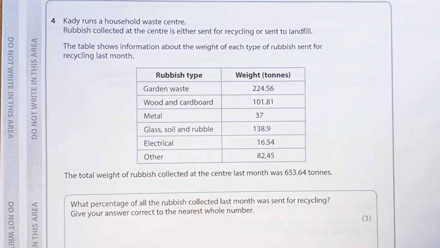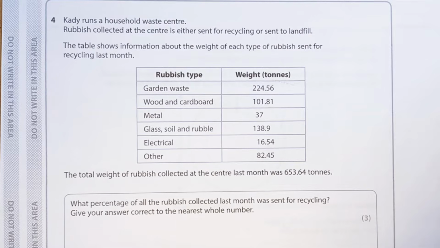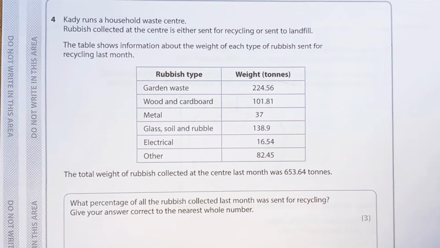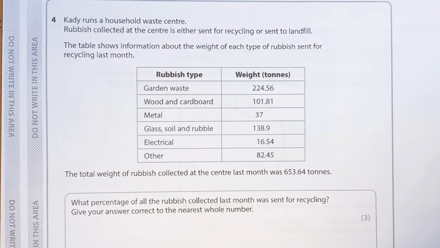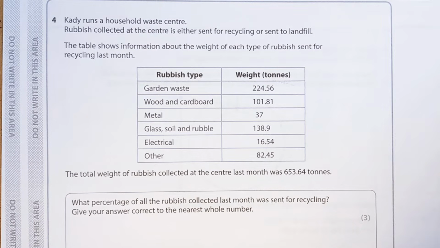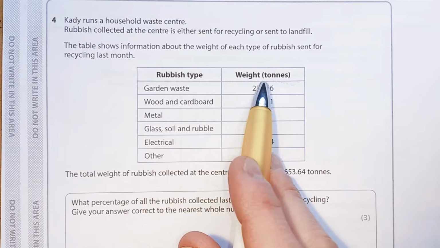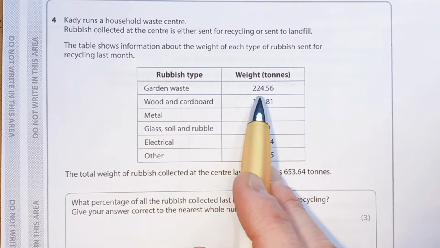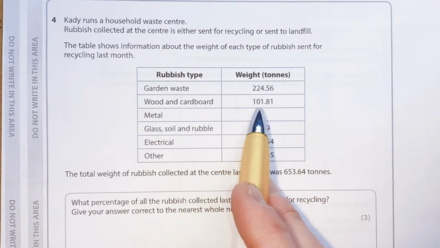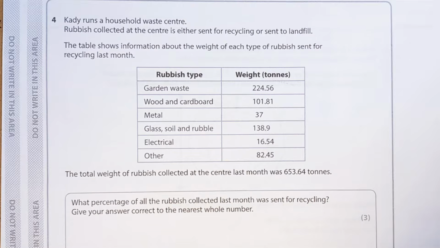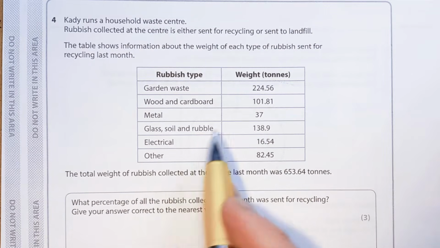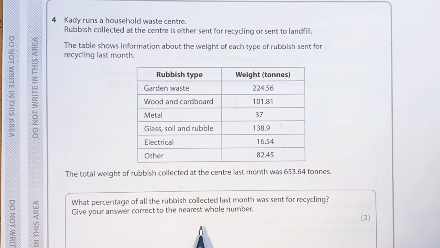Question 4. Caddy runs a household waste centre. Rubbish collected at the centre is either sent for recycling or sent to landfill. The table shows information about the weight of each type of rubbish sent for recycling last month. So we have the rubbish type and the weight in tonnes. So garden waste, we had 224.56 tonnes, wood and cardboard, 101.81 tonnes, and so on. The total weight of rubbish collected at the centre last month was 653.64 tonnes. So that's the total of all rubbish. Remember, this is just for recycling. What percentage of all the rubbish collected last month was sent for recycling? Give your answer correct to the nearest whole number.